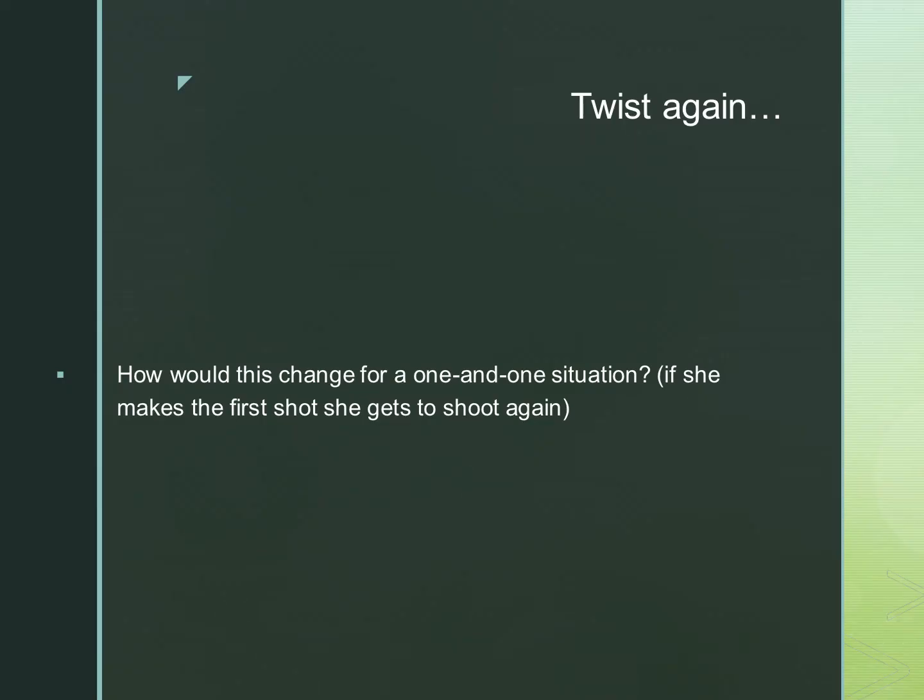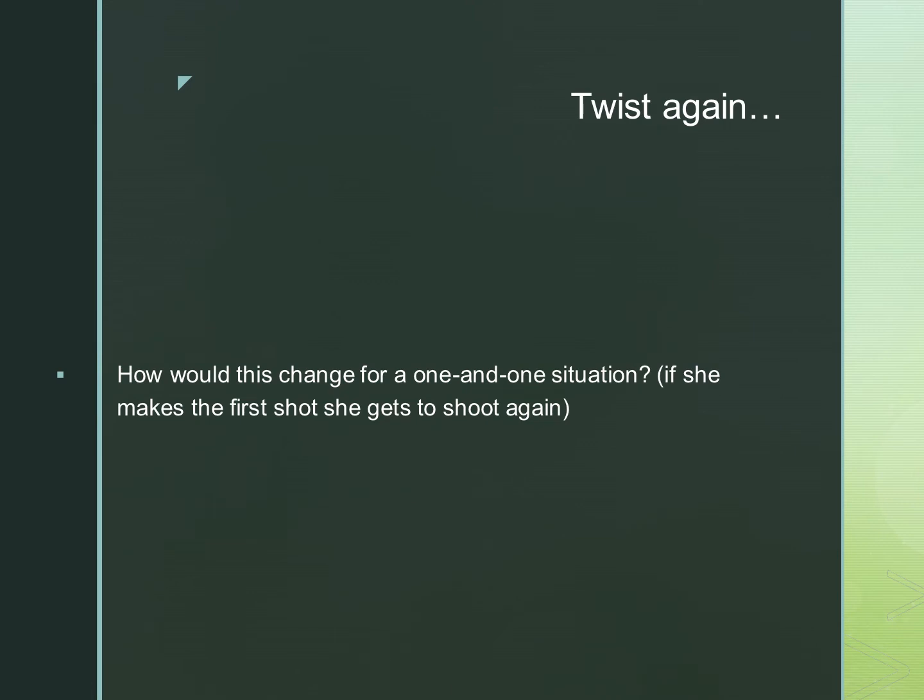All right. Let's look at a different situation. A 1-and-1 situation. Can somebody explain that situation to me? In basketball, what is a 1-and-1 situation? Isolation. Okay. So they shoot 1. If they make it, they get to try again, right? If they miss the first shot, they're done. They don't get a second attempt.